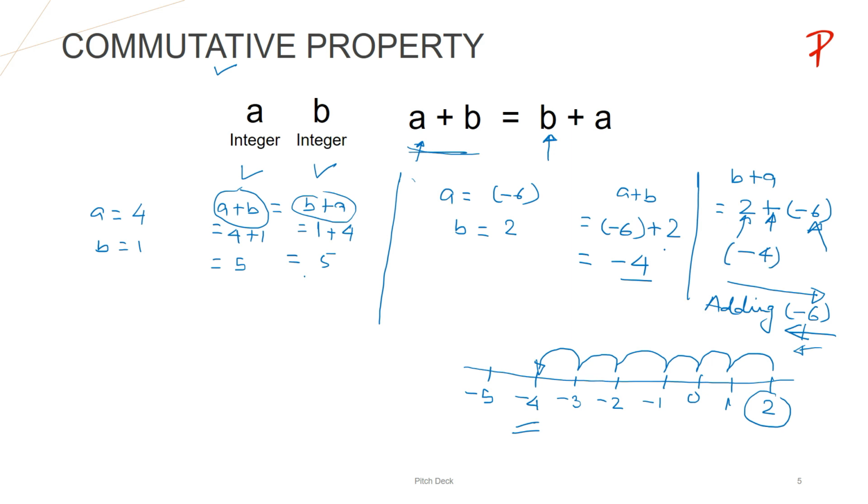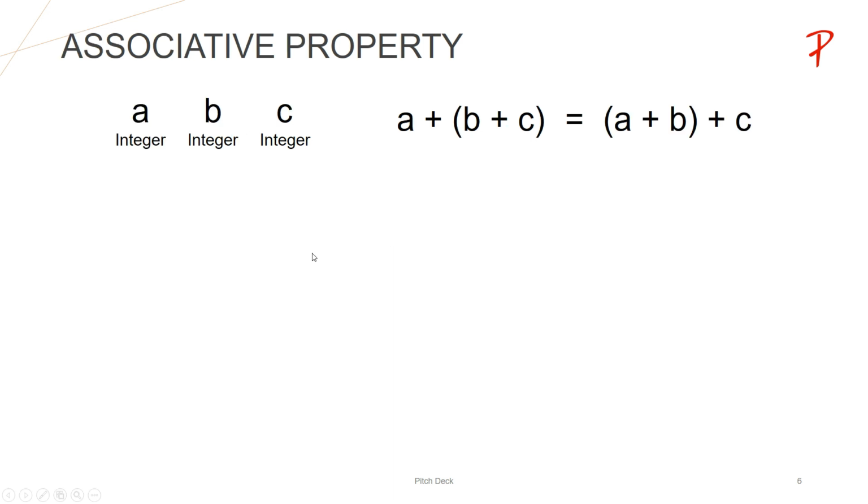This is the answer. Okay, and here also you can see a plus b is equal to b plus a. So this property, the commutative property, says that for any two integers a and b, no matter in which order we add them, the result is going to be the same. And this is what we have seen with the help of two examples, right? Let us see another property.